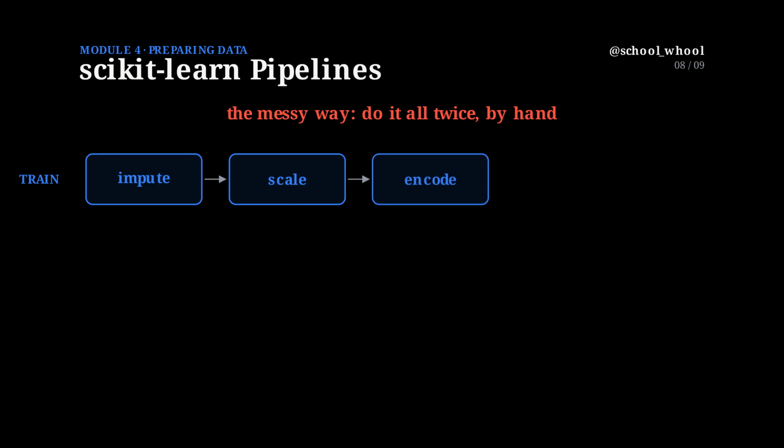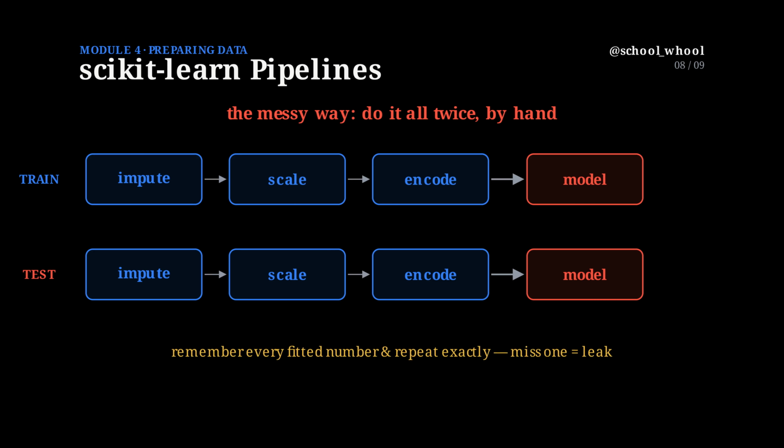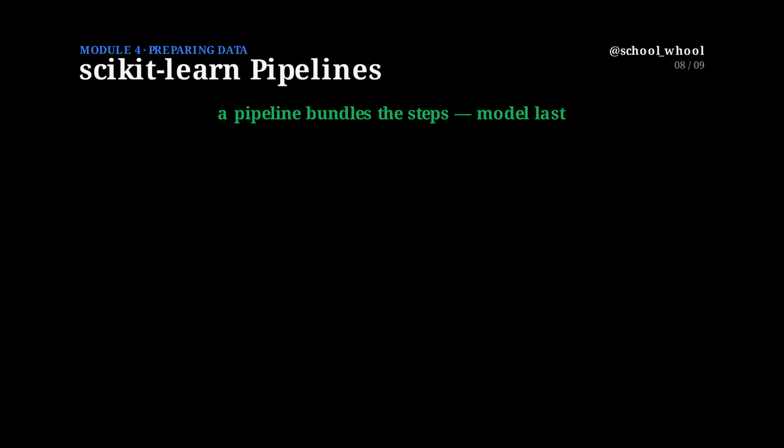Here's the messy way. Fill the missing values, then scale, then encode, then finally fit the model. 4 steps. And you have to run all 4 on the training data. Remember every fitted number, then repeat the exact same 4 on the test data. Forget one, or recompute a number on the test set, and you've silently leaked. It happens constantly. A pipeline bundles those steps into a single object.